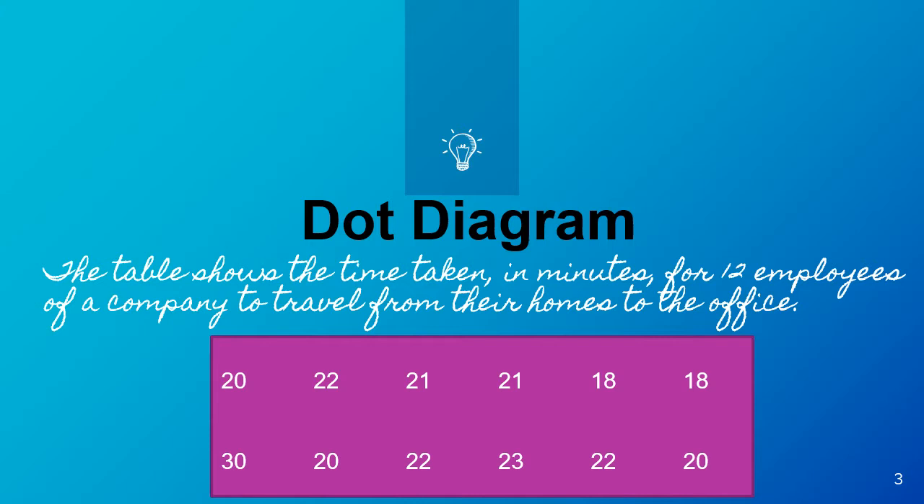Now let's have the dot diagrams. The dots represent the values in a set of data. For example, the table shows the time taken in minutes for 12 employees of a company to travel from their home to the office. So we have 22 minutes, 20 minutes, 21, 21, 18, 18, 30, 20, 22, 23, 22, and 20 minutes.